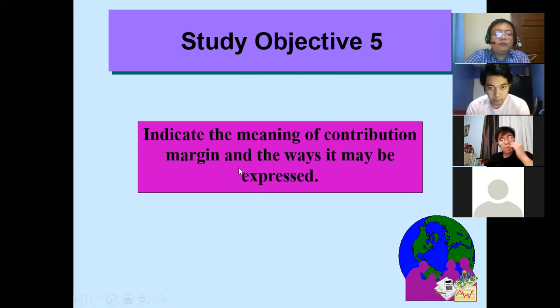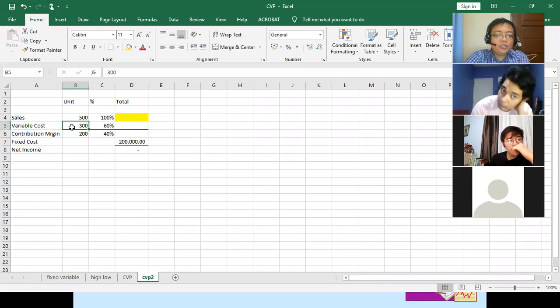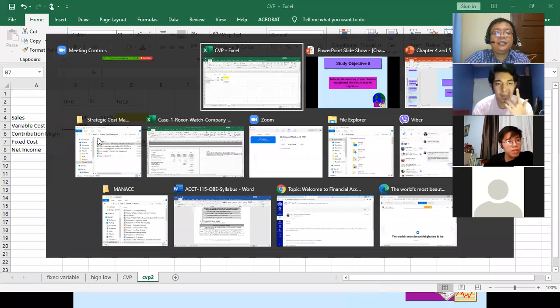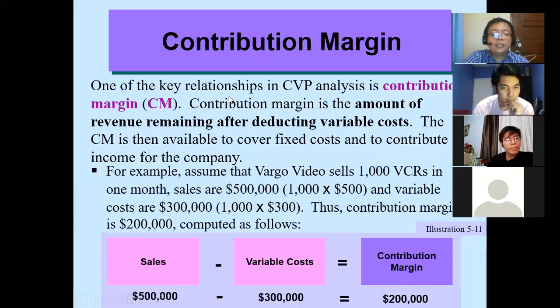Indicate the meaning of contribution margin. Alam mo natin, the CM is basically sales minus variable cost per unit. Sorry, selling price minus variable cost per unit, you have CM per unit. Or sales in percentage minus variable cost percentage, you have the CM percentage. Yun lang yan, alright. That is the contribution margin. You deduct in terms of sales minus the variable cost.